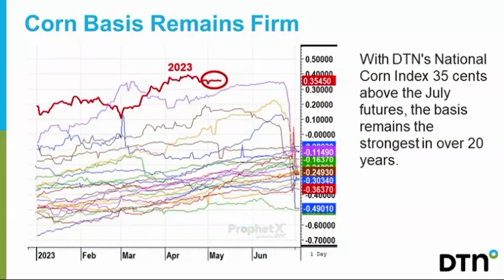The corn basis has been one of the most positive clues we've had for corn demand through the past year, and that basis continues to remain firm. Our DTN National Corn Index is 35 cents above the July contract as of Thursday night. That's the strongest basis we've seen in over 20 years. So we continue to see very strong feed demand for old crop corn over the past several months, and likely related to the lack of hay availability and some of the tough situation that livestock producers have been in over the last several months.